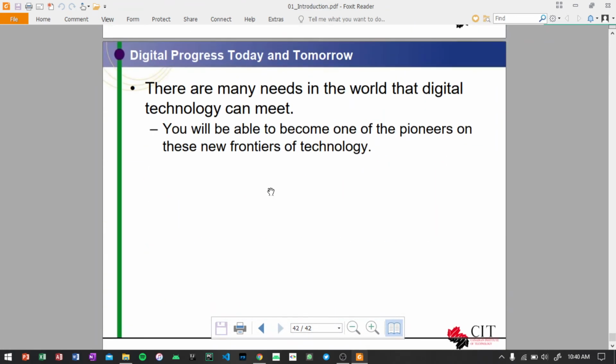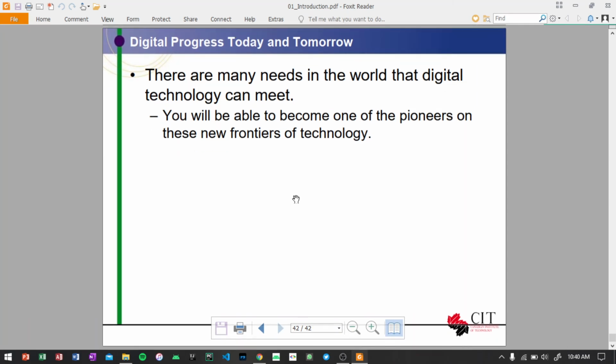There are many needs in the world that digital technology can meet. We will be able to become one of the pioneers on these new frontiers of technology. I hope so. You too, guys.